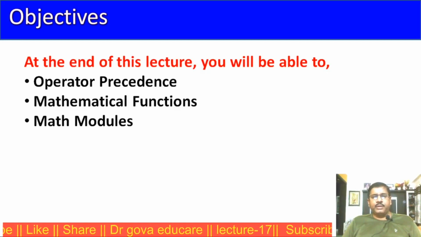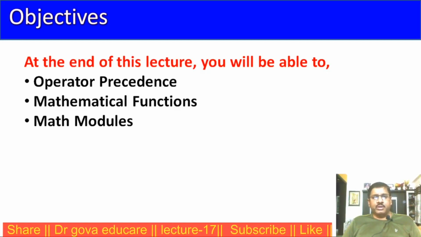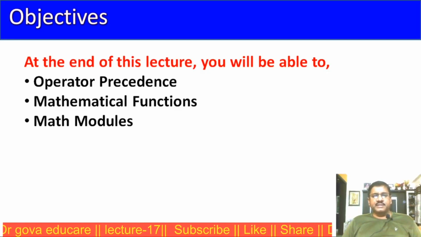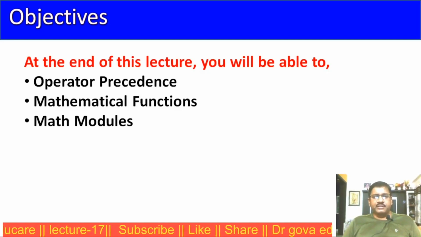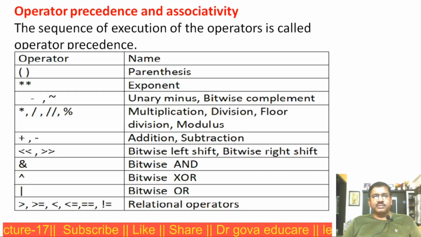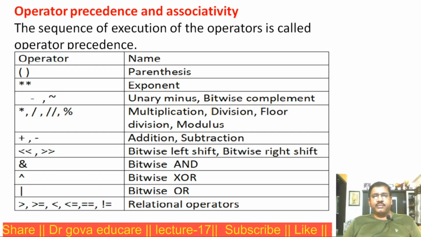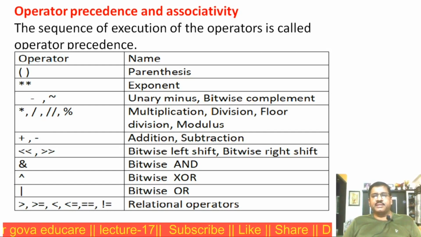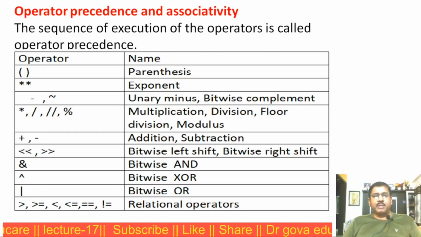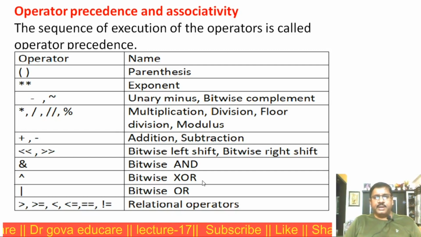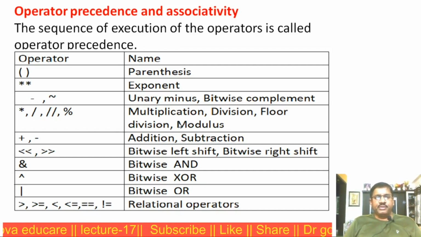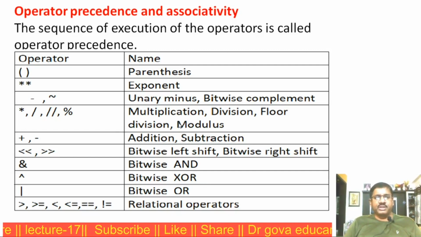At the end of this lecture, you will be able to learn operator precedence, mathematical functions, and math modules. Operator precedence and associativity: the sequence of execution of the operators is called operator precedence. In any expression, which operator performs first?